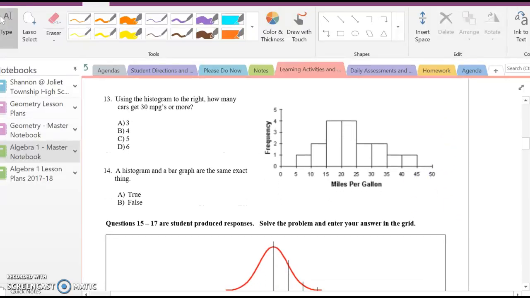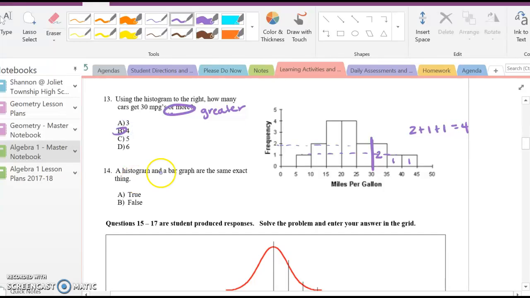Using the histogram to the right, how many cars get 30 miles per gallon or more? Here's our 30 miles per gallon right here, or more. The fact that it's or more means greater than. So if we look here, there's 2 cars there, 1 car here, and 1 car here, and I know that because I can trace them over. There's 1, and if I trace this one over, there's a frequency of 2, so 2 plus 1 plus 1 equals 4. So that is B.